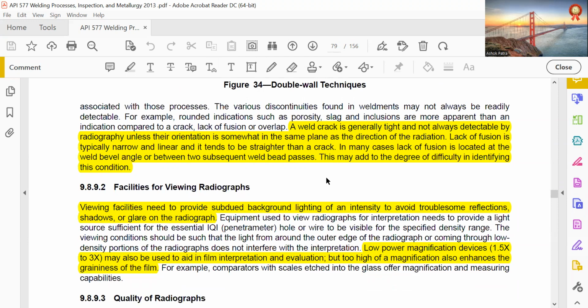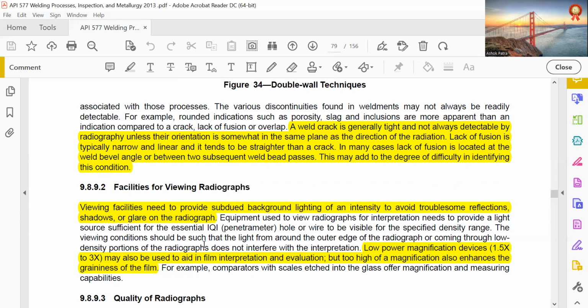A weld crack is generally tight and not always detectable by radiography unless its orientation is somewhat in the same plane as the direction of radiation. Lack of fusion is typically narrow and linear, and tends to be straighter than a crack. In many cases, lack of fusion is located at the weld bevel angle or between two subsequent weld bead passes. This may add to the degree of difficulty in identifying the condition.